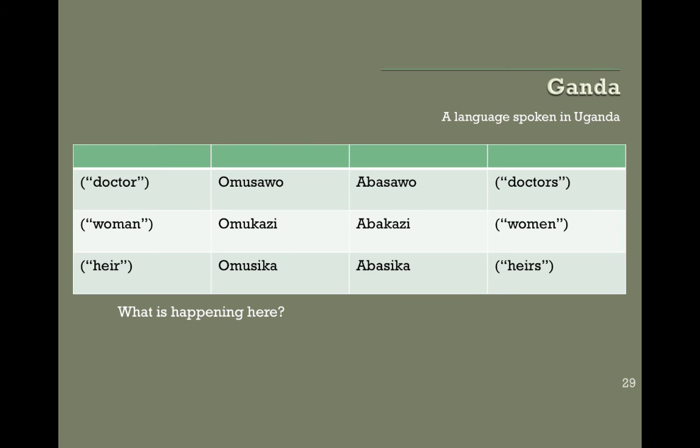Here's an example from a Ugandan language. And we see on the left-hand side we have singular nouns, and on the right-hand side we have plural nouns. On the left side we see that they're prefixed by this sound OMU, and on the right side they're prefixed by ABA. So in this case, we see that there's an inflectional prefix, omu, that's used with singular nouns, and a different inflectional prefix that's used for plural nouns. It's kind of cool. We don't have that in English.